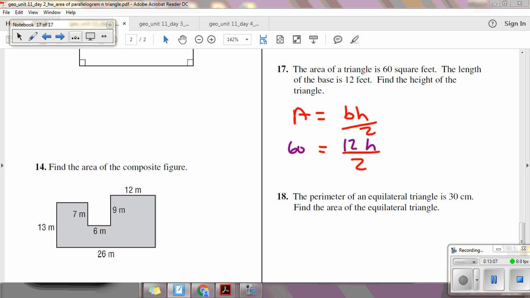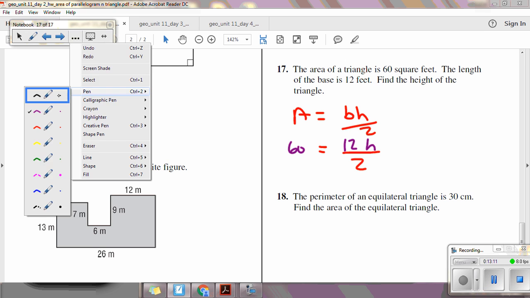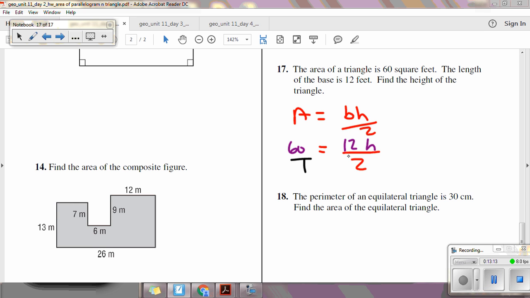What I would do if I were you to keep the process consistent is put 60 over 1 and cross multiply. So when you cross multiply, you're going to have 12h is equal to 120. Divide both sides by 12, and h is equal to 10 feet.